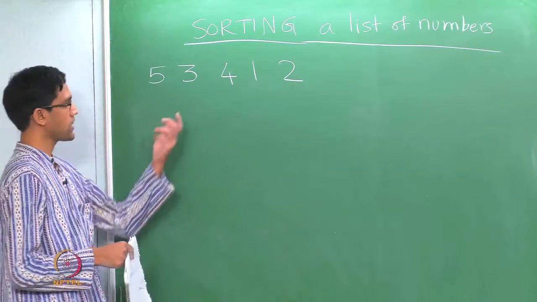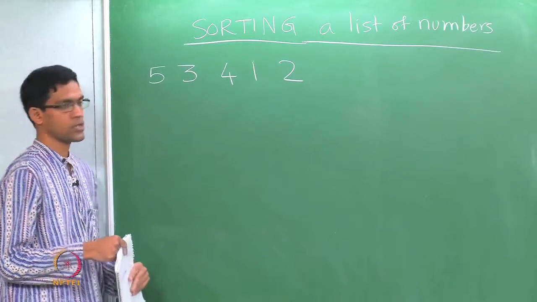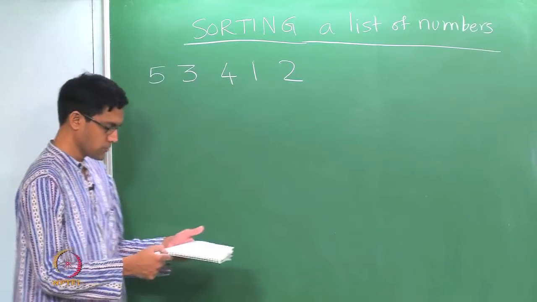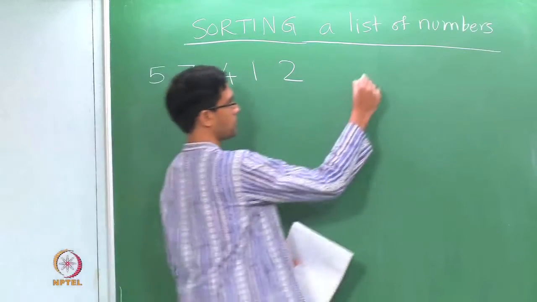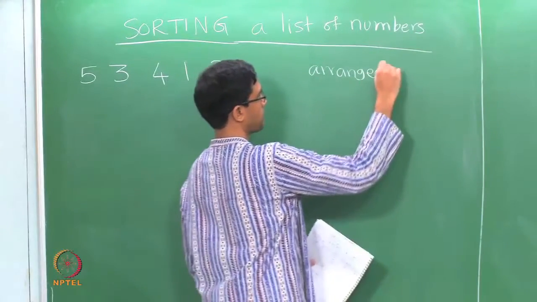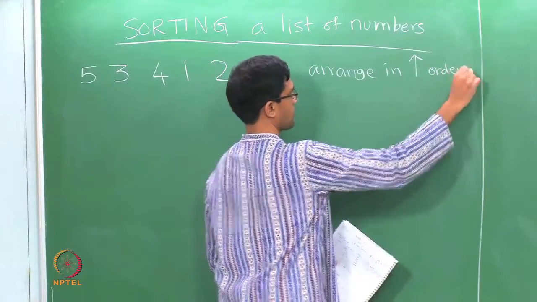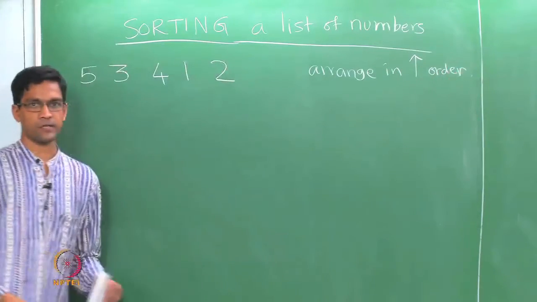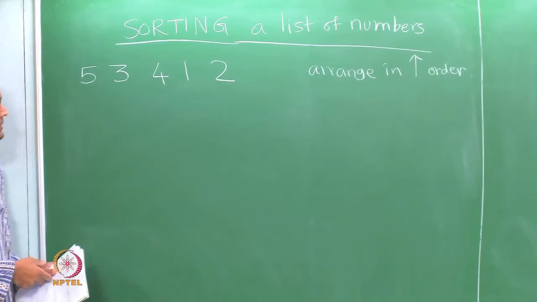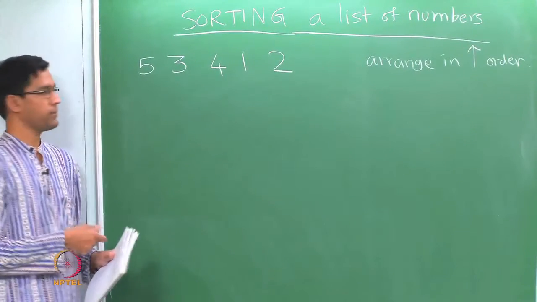Okay. So which means you must try and interchange positions of these numbers such that it now reads 1, 2, 3, 4 and 5. Okay. So of course this is a standard problem. So what we want to do is to arrange these numbers in increasing order. So there are many different algorithms for sorting lists. One of them is the following. You do a sequence of comparisons.